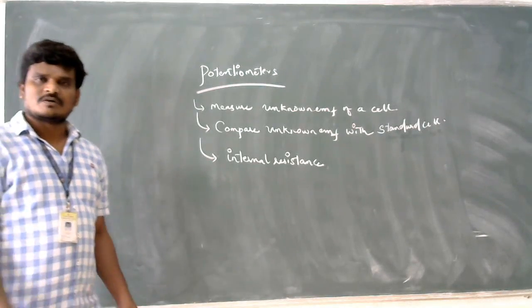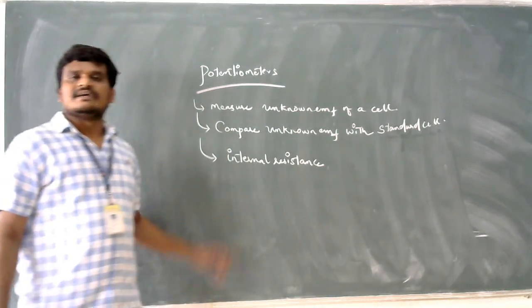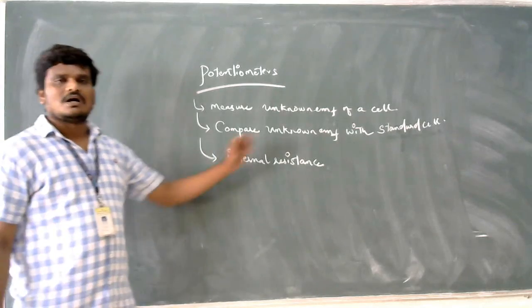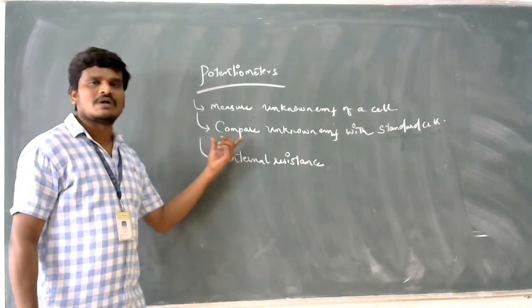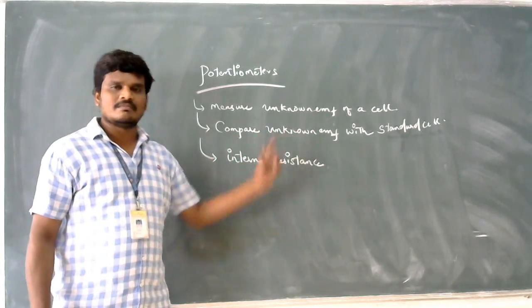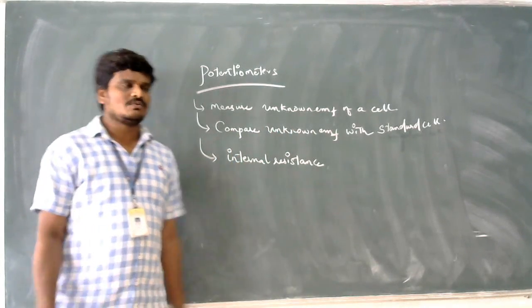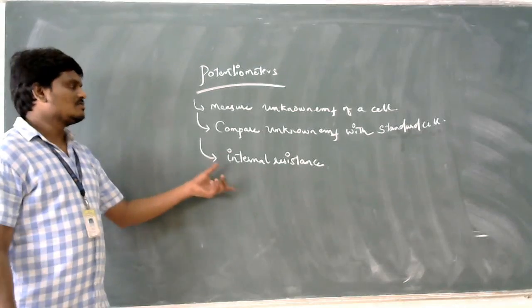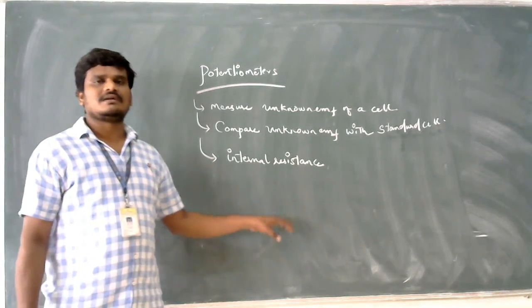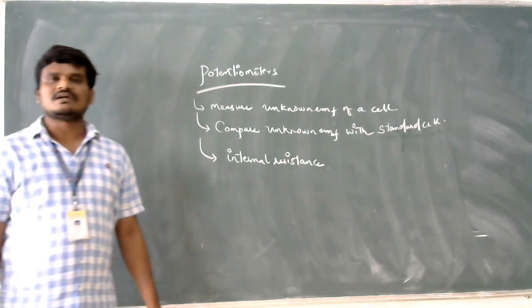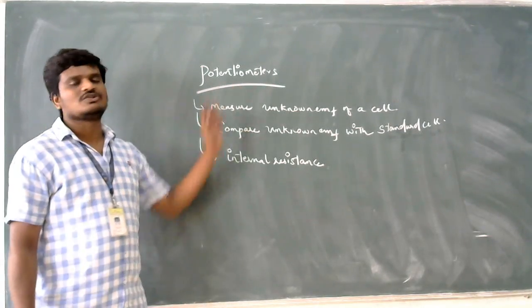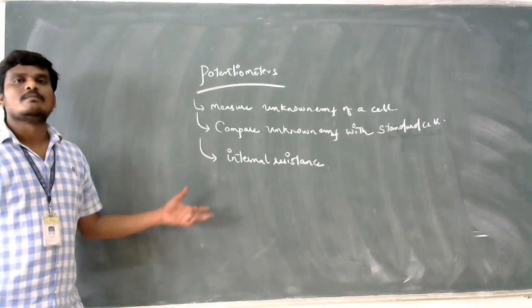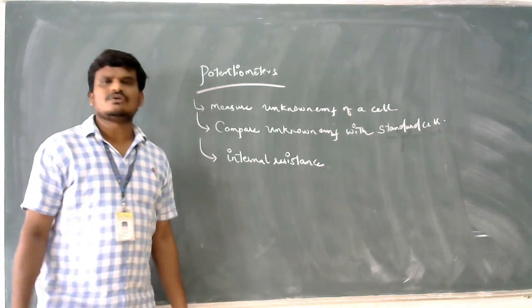What is the basic purpose of having a potentiometer? It is mainly used to measure the unknown EMF of a cell, or to compare the unknown EMF with the standard cell voltage, or to measure the internal resistance of a cell. These three are the main functions of a potentiometer.